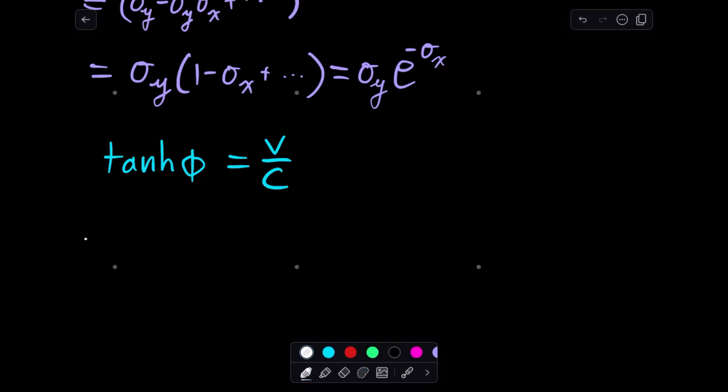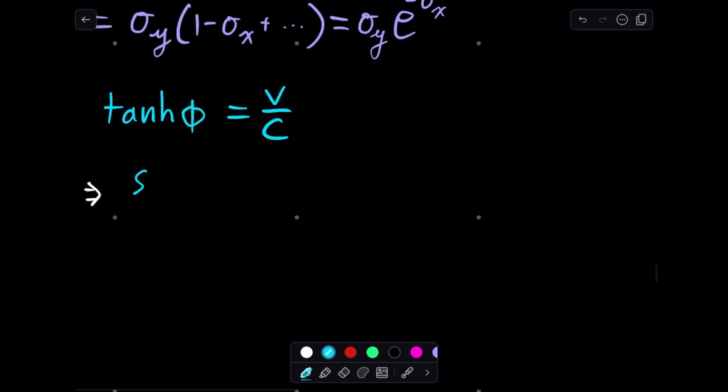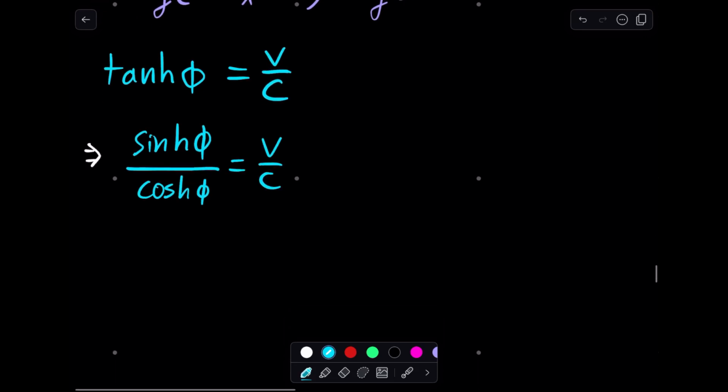But this is just sine of phi over cosine of phi, which is equal to V over C. Well, this implies that sine of phi is equal to cosine of phi times V over C.